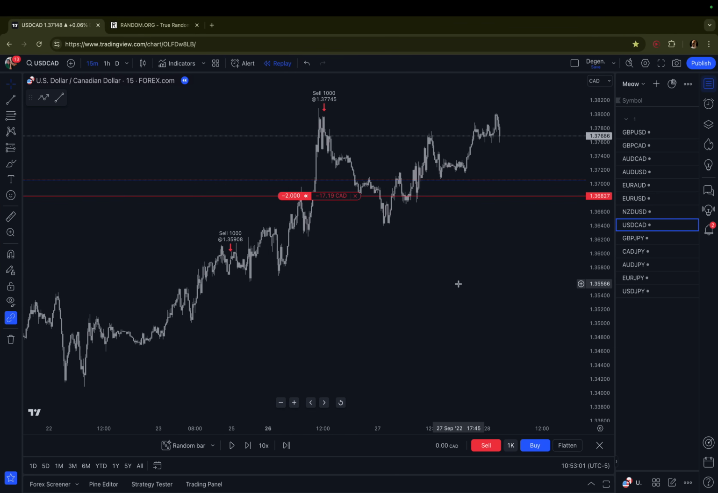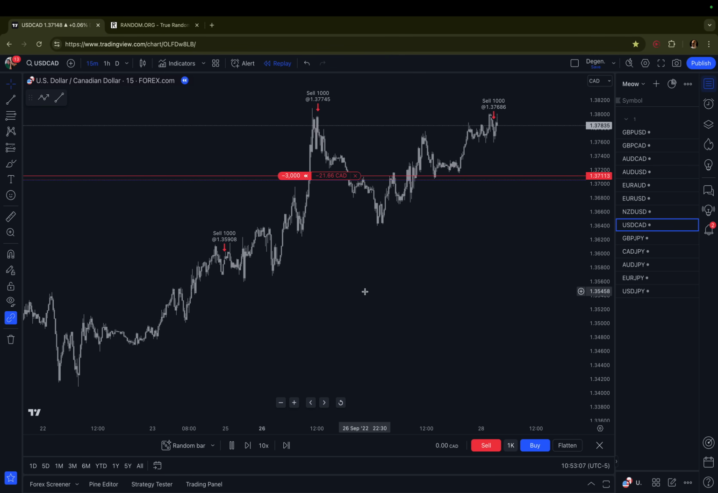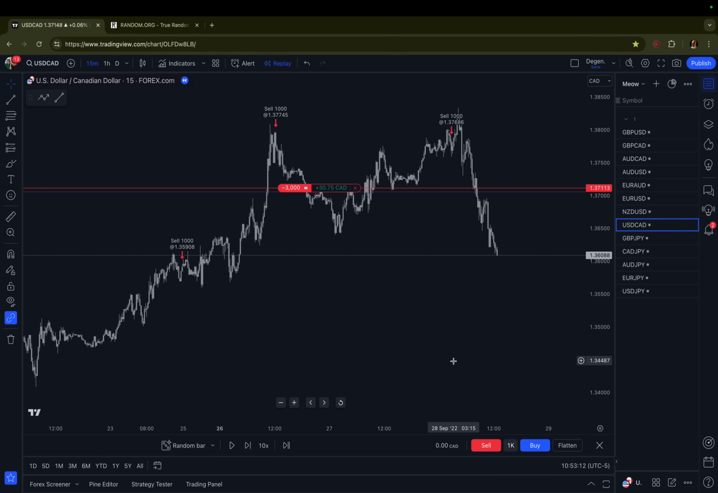Okay, so now it's at the previous high that it was just at. Would you like to hold this trade, or would you like to add to it here? Let's add to it. We're going to add another 0.1 lot. So now we have a winning trade for about 30 CAD.